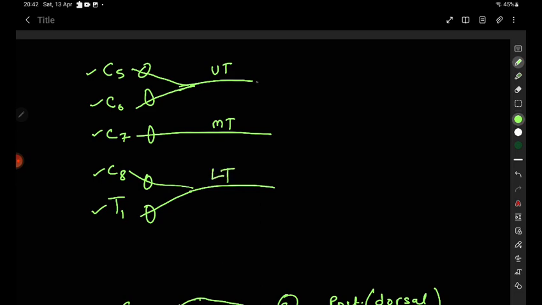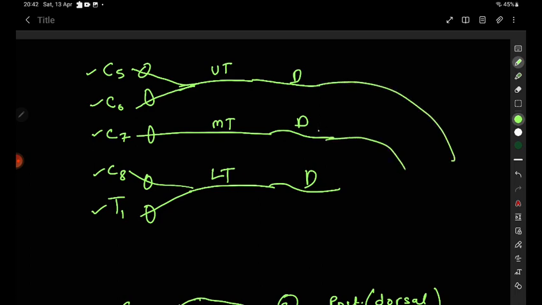Now these trunks give off divisions. So these are the divisions. Then these divisions give off chords. So actually there are three chords: the lateral chord, the posterior chord and the medial chord. And these are named so in relation with the axillary artery. So assume this is the axillary artery.